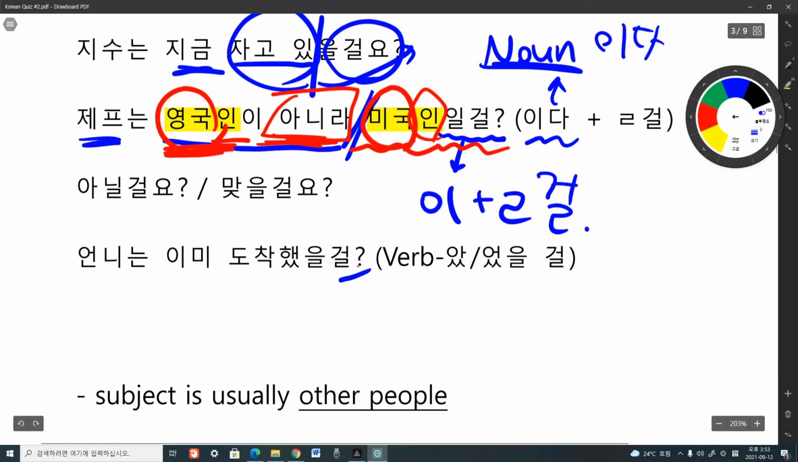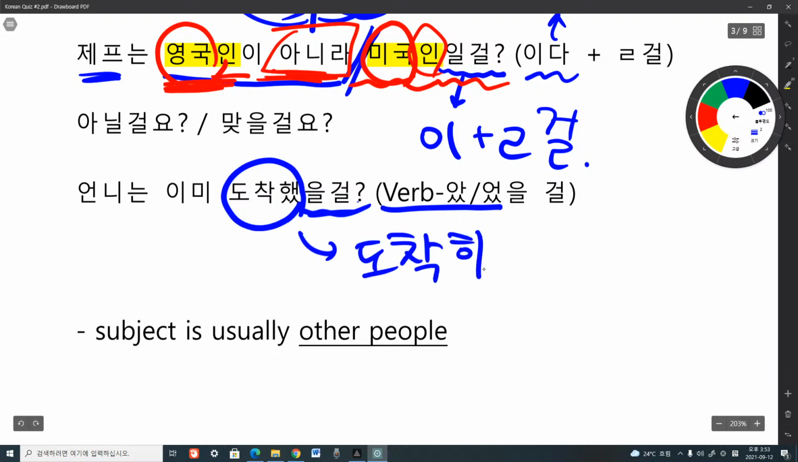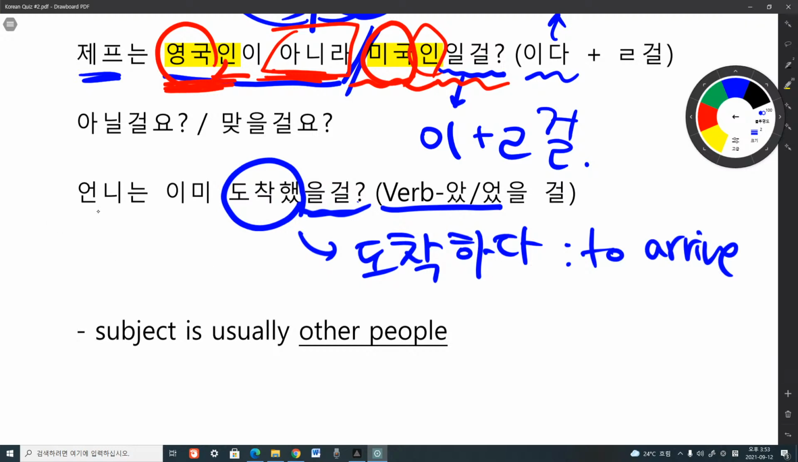그래서 을걸 it can also be used with past verb, guys. Past verb. So you conjugate it in past tense and then put 을걸, and it's guessing what probably happened in the past. 언니는 이미 도착했을걸. 우리 도착하다 배웠잖아요. 도착하다. To arrive. So 언니, my sister, 이미 도착했을걸. Have probably already arrived. 이런 식으로 쓰여요.